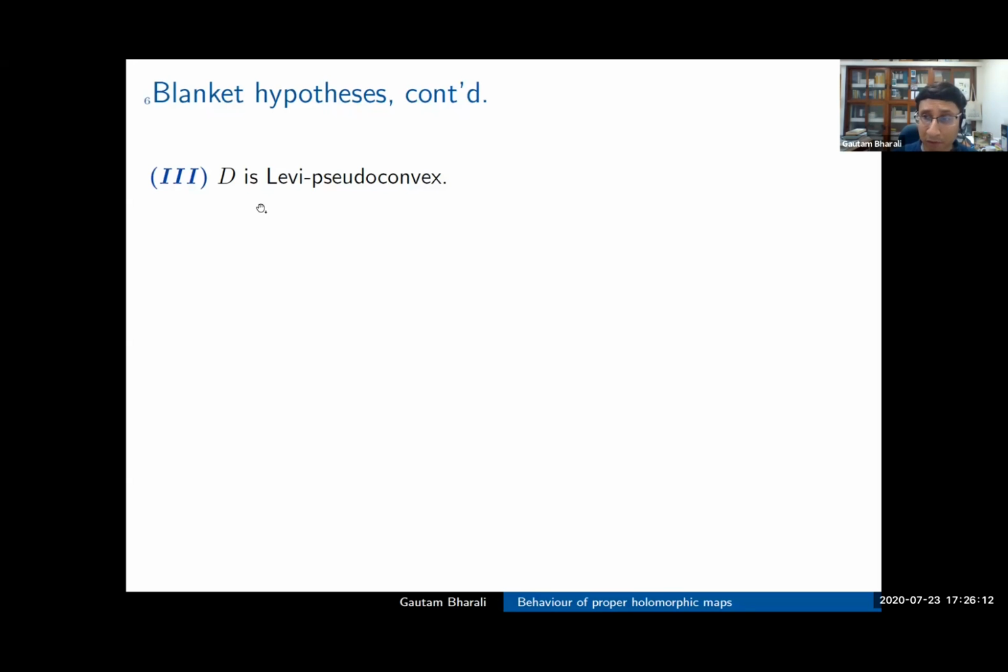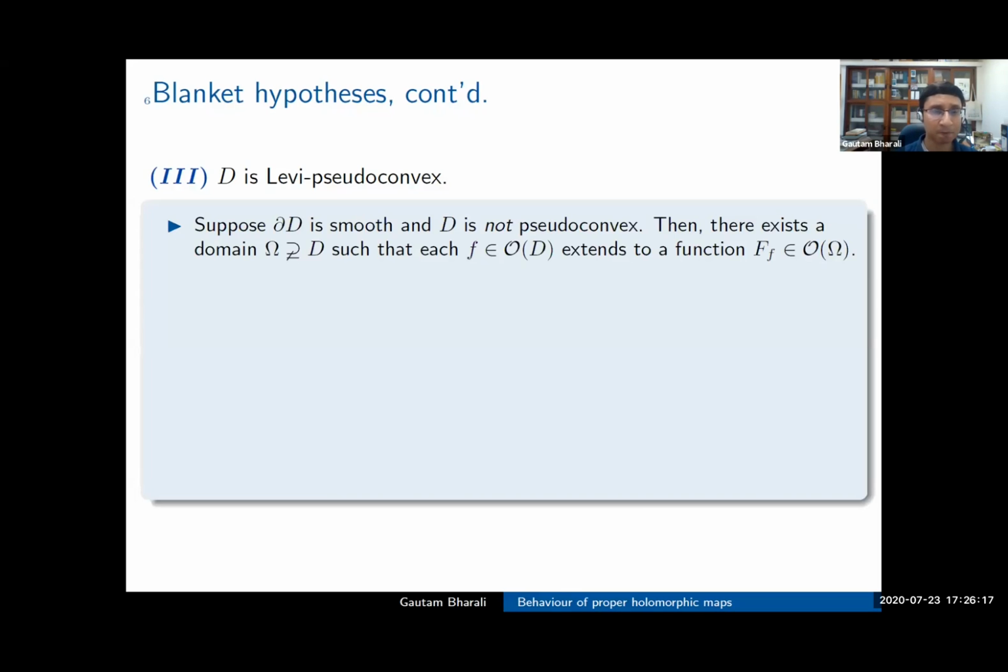D is Levi pseudoconvex. And on this, I'll have to talk a little bit. What do I mean? First, let's talk about generalities to motivate this concept, and then look at a definition that's easy to comprehend under our other blanket assumptions, which is domains with smooth boundary. Okay. All right. So loosely speaking, suppose I have a domain with a smooth boundary.